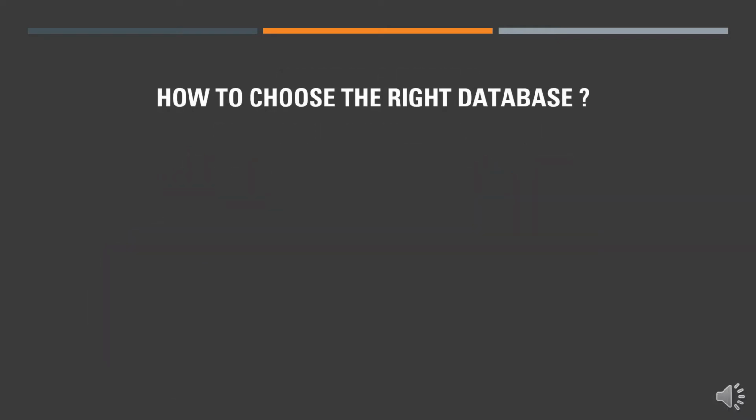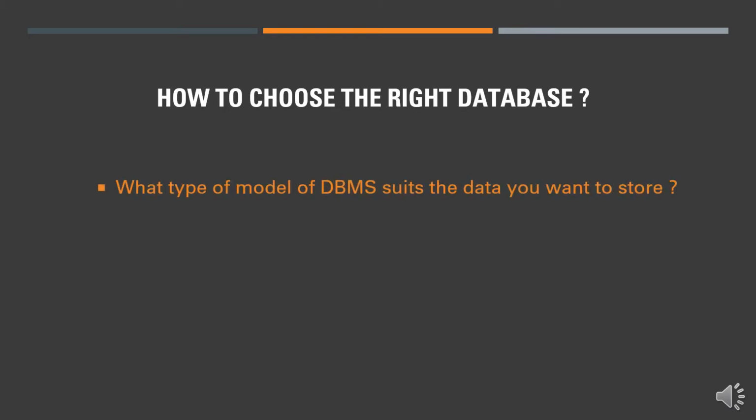So now that we understand what a database is, what a DBMS is, and how it works in a complete environment, we can come to our main question: how to choose the right database. To answer this question, we will ask some more questions. First will be: what type of model of DBMS suits the data you want to store? So we will see the different types of DBMS, and also how to understand the data you want to store. Second question will be: why do you need this database?